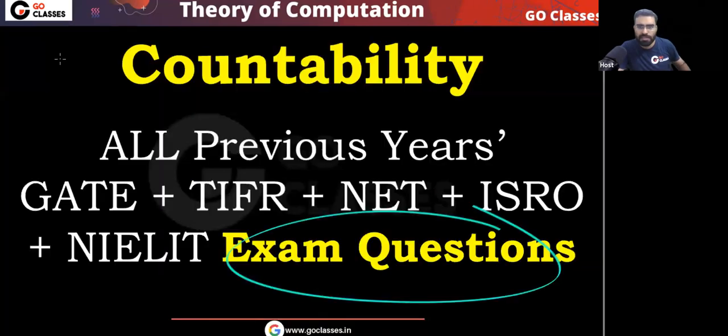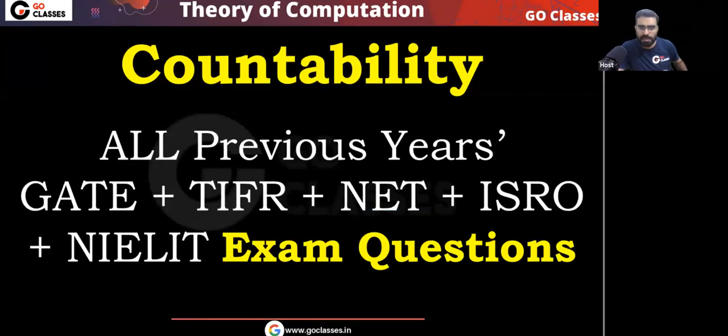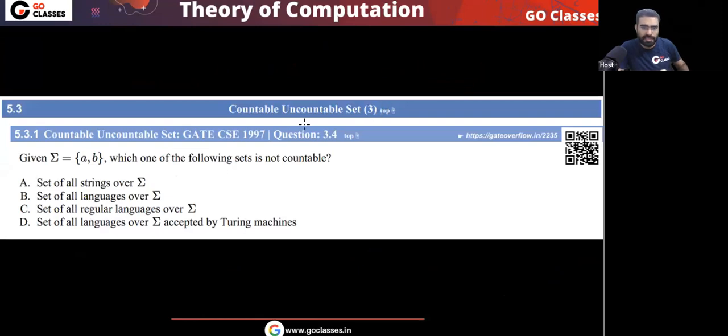Let's start the previous year exam questions from countability. Let's start with this GATE exam question. This is a GATE Computer Science 1997 question from countable, uncountable sets. Let's see, sigma alphabet is given to you, that is {a, b}. Which of the following sets is not countable? The question is asking which of the following sets is not countable. So tell me what is the answer? Set of all strings over sigma.